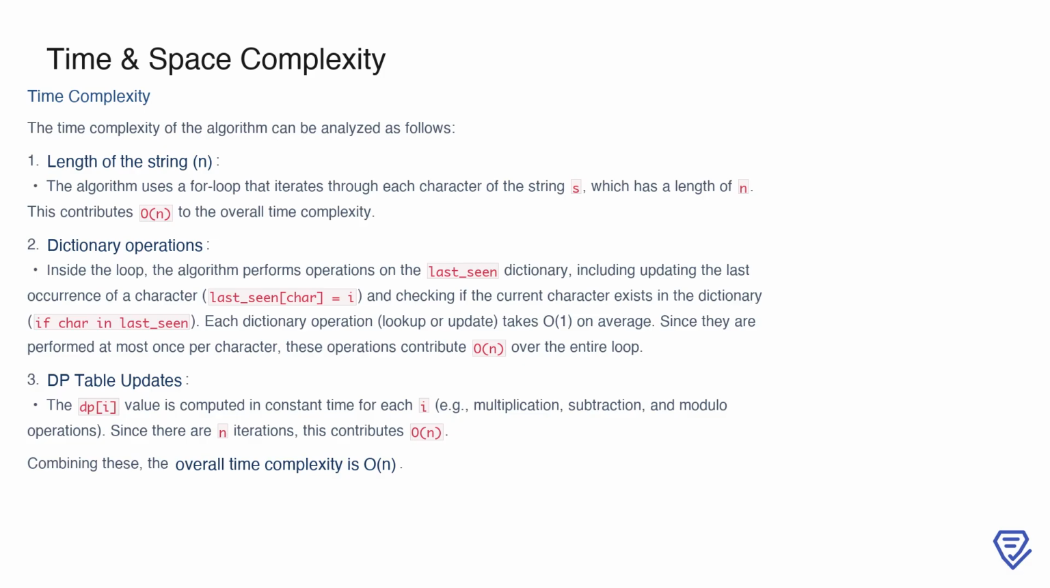Additionally, during each iteration, we update the DP array to calculate the number of distinct subsequences. These updates involve constant time operations such as multiplication, subtraction, and modulo, and since there are n iterations, this also contributes O(n). When we combine all these contributions, the overall time complexity of the algorithm is O(n).